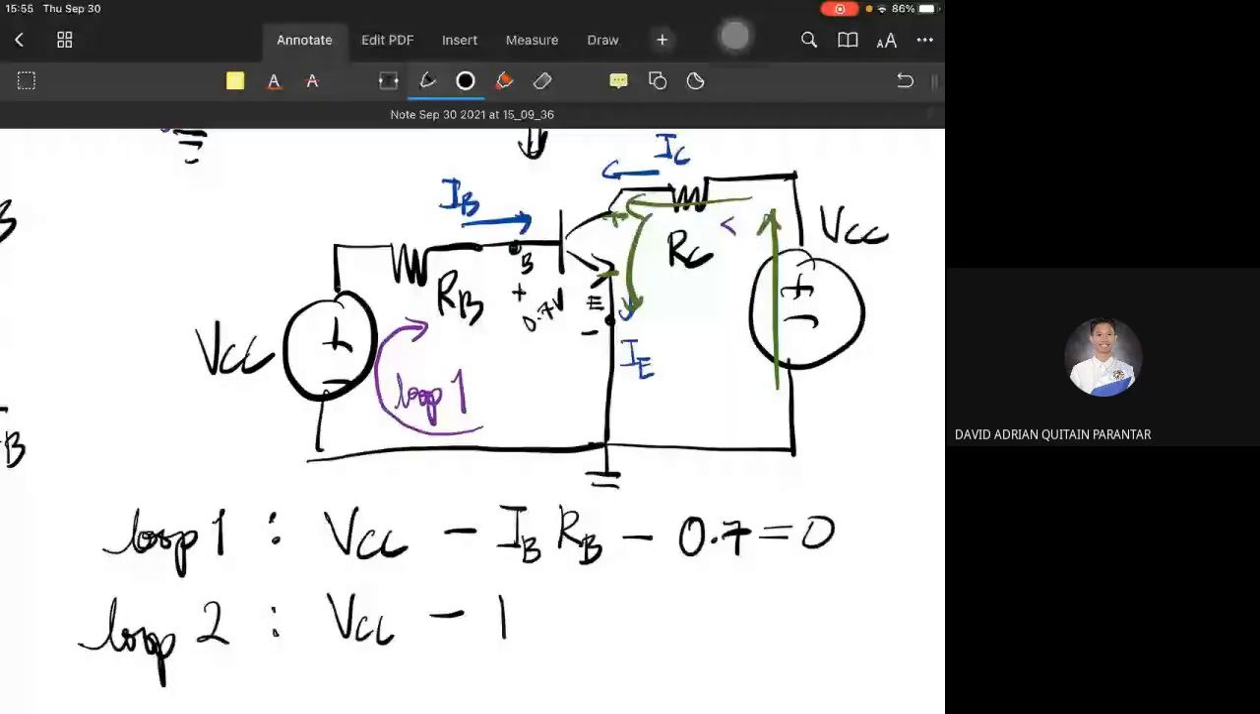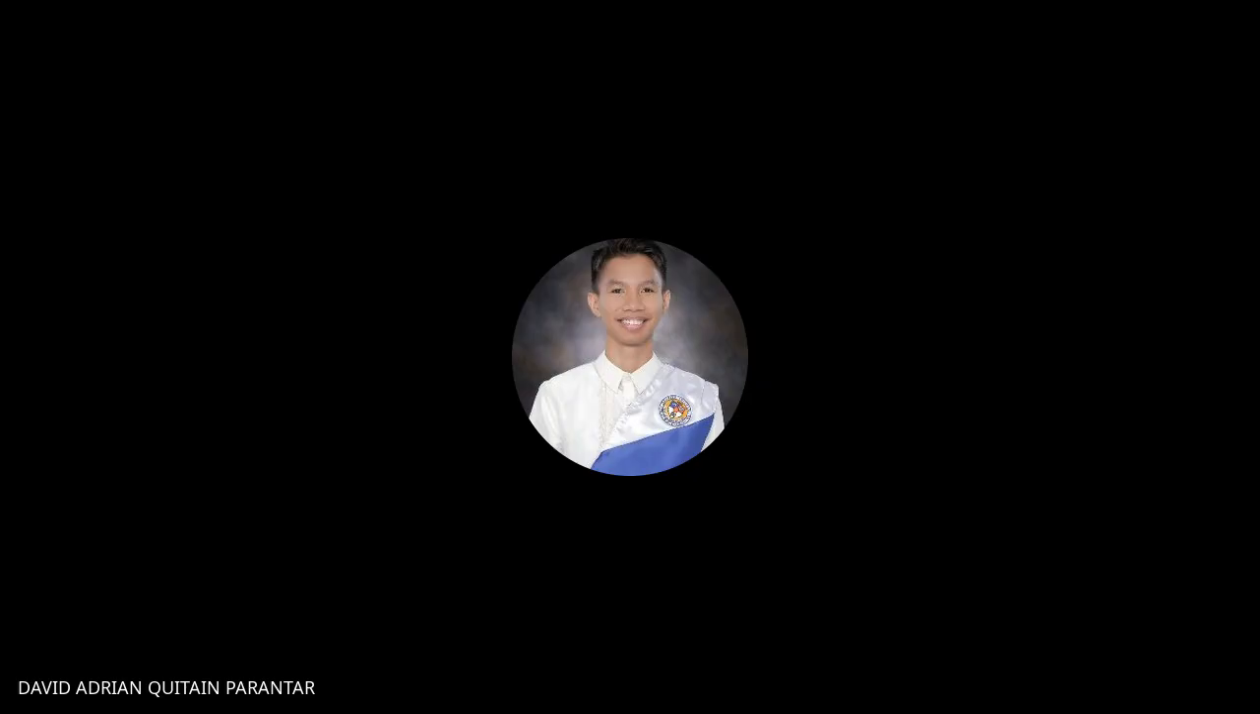VCC minus ICRC minus VCE equal to 0. Okay, so these are our two formulas derived from the fixed bias circuit. Don't need to memorize them. If you can memorize them, fine, but they are easy to follow because they are derived from the circuit. Okay? So I guess that's it.